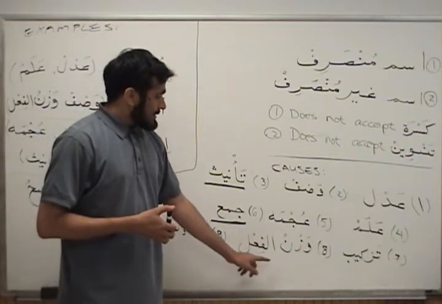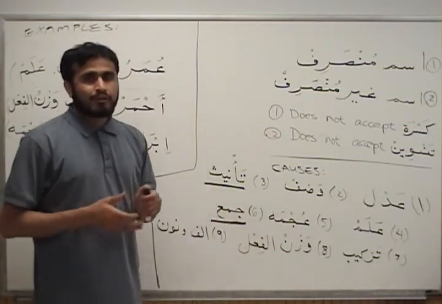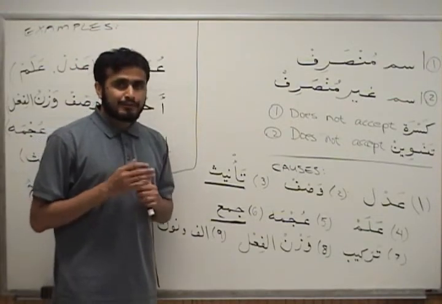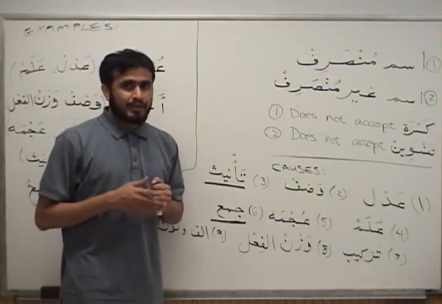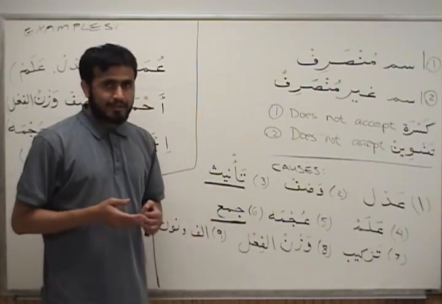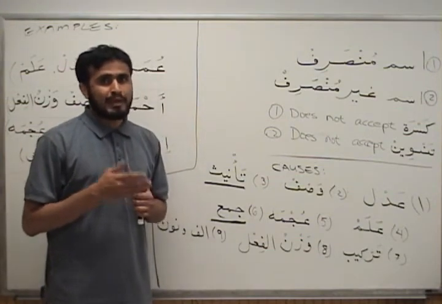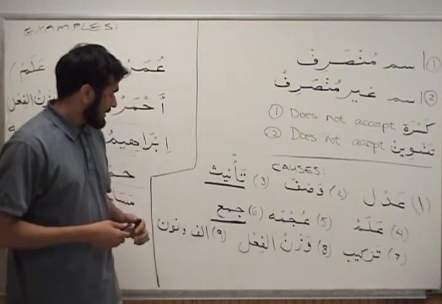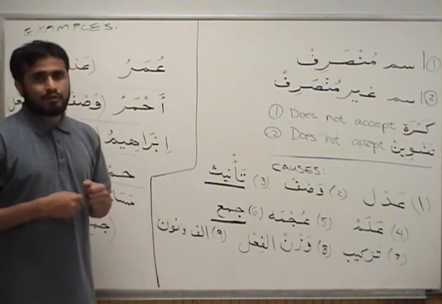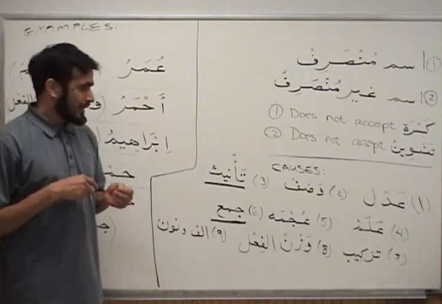And wazn al-fi'l is the form of a fi'l, the form of a verb. If a noun has the form that is specific to fi'l, that is also an attribute that an ism can have. An ism can be in such a form that that same form is mainly used for fi'l, for a verb. And finally, alif wa noon. Alif and noon at the end of a noun, such as Imran. Imran has alif and noon at the end.